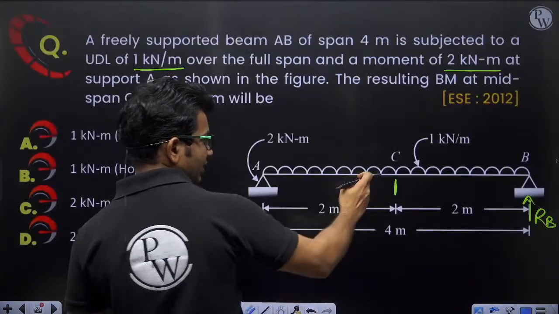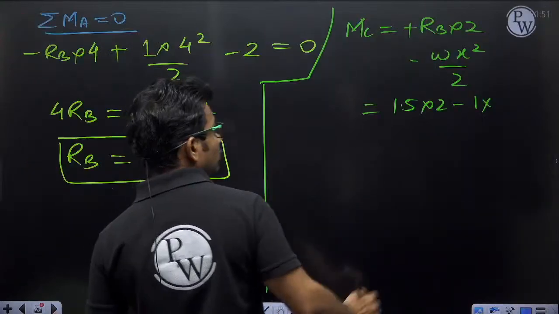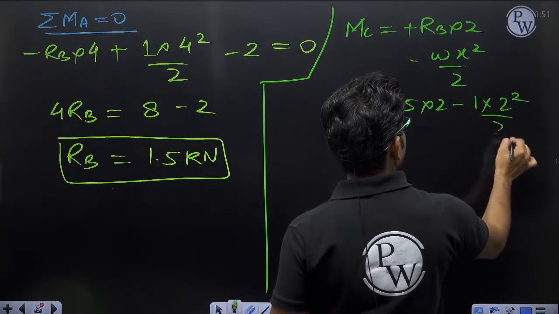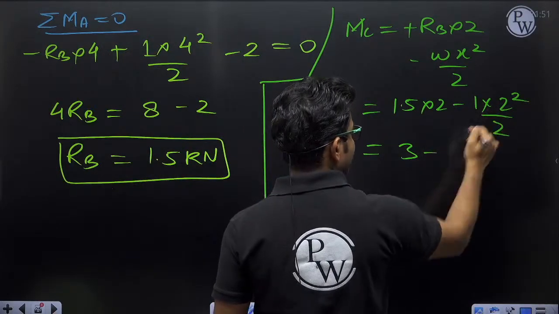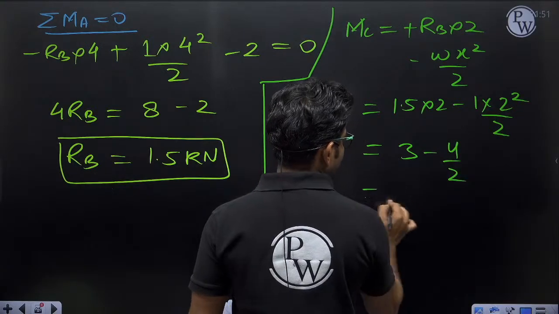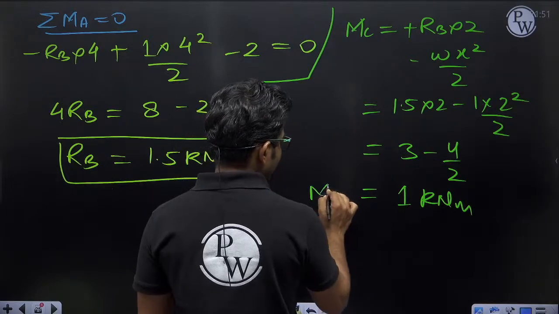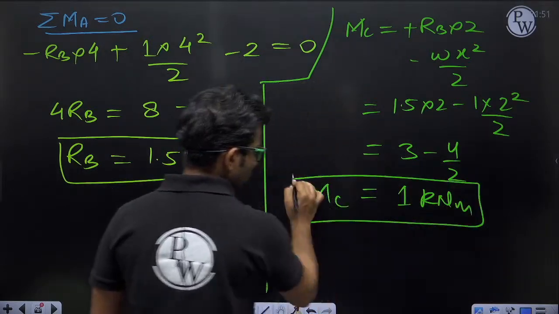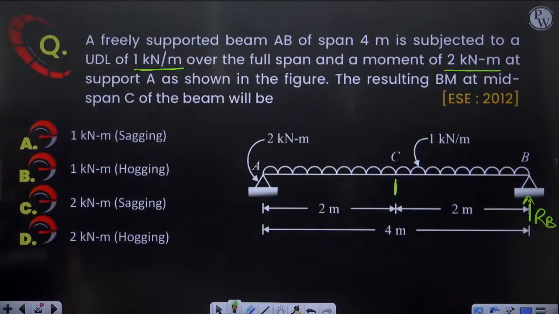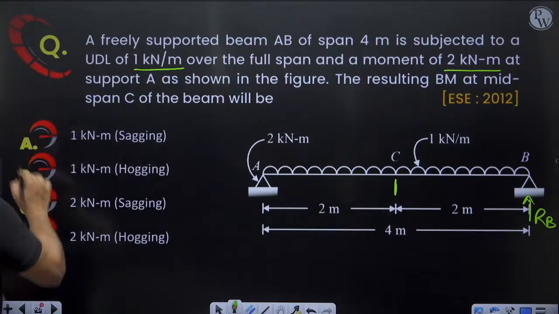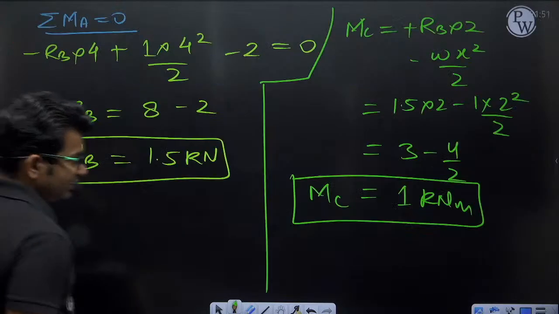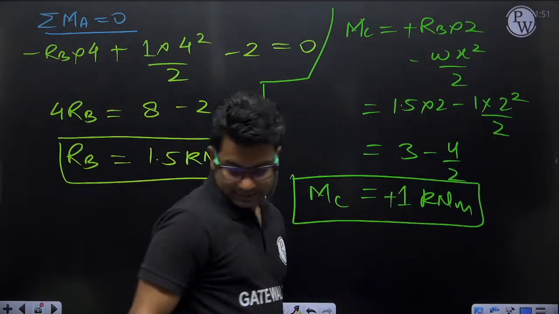What is the value of x? x is 2. So into 2 square by 2. 3 minus 4 by 2. 3 minus 2, it will be 1 kilonewton meter positive. Bending moment at C will be equal to plus 1 kilonewton meter. So 1 kilonewton meter sagging bending moment. Okay, because it is positive, we will be getting sagging bending moment.